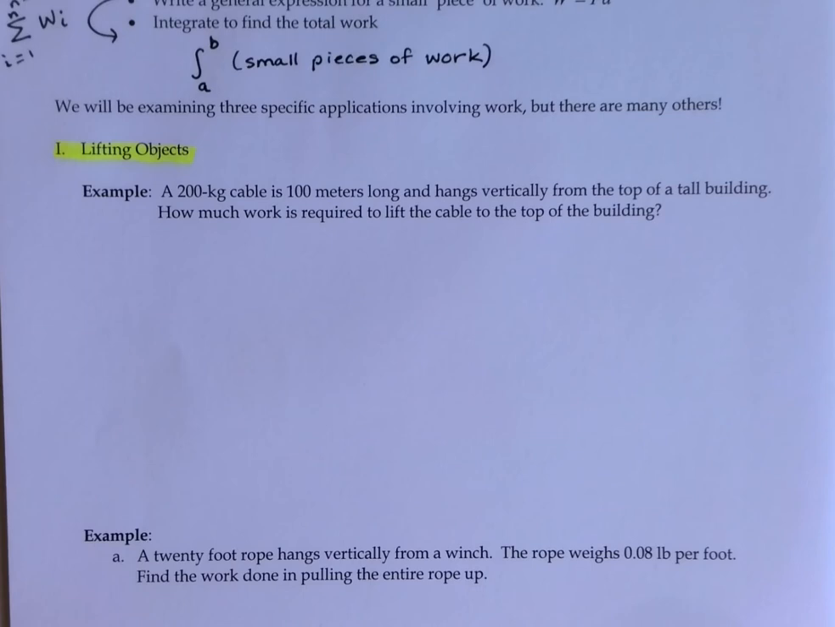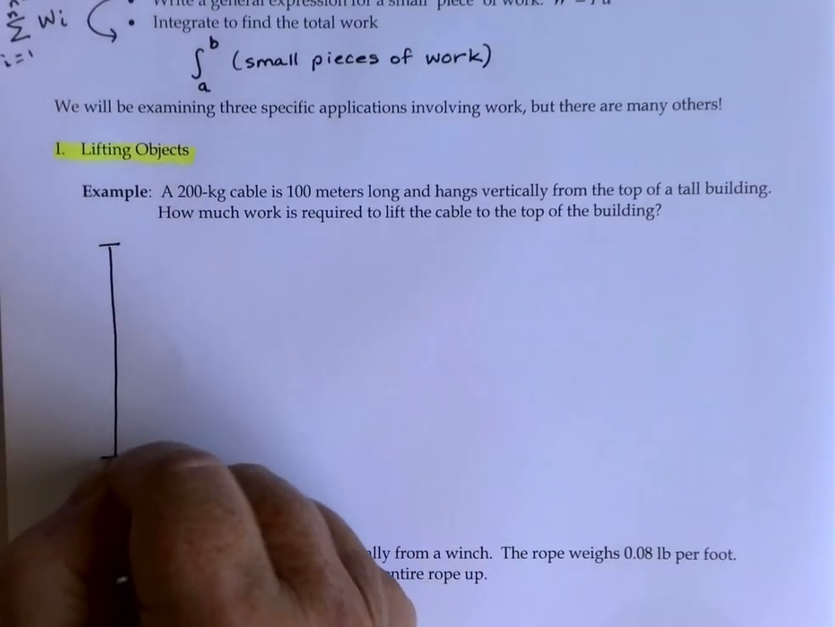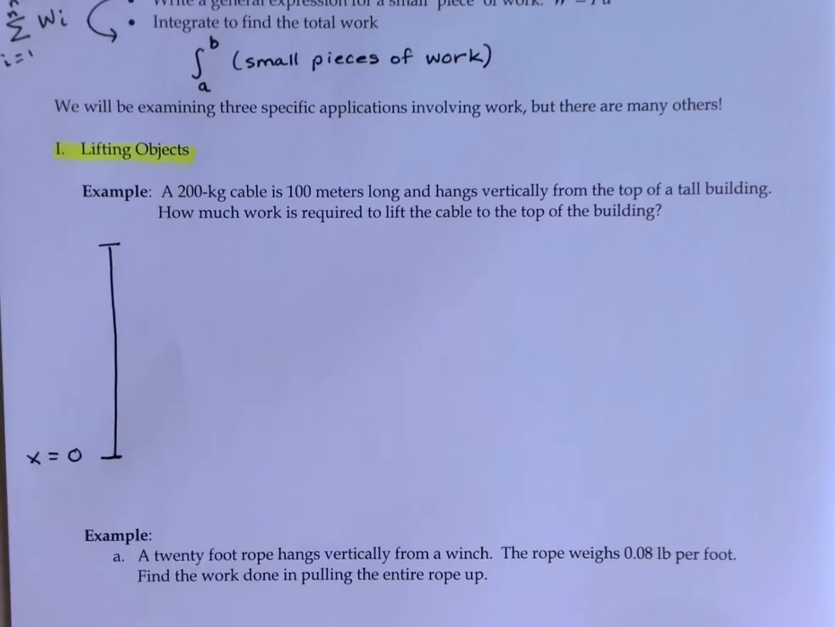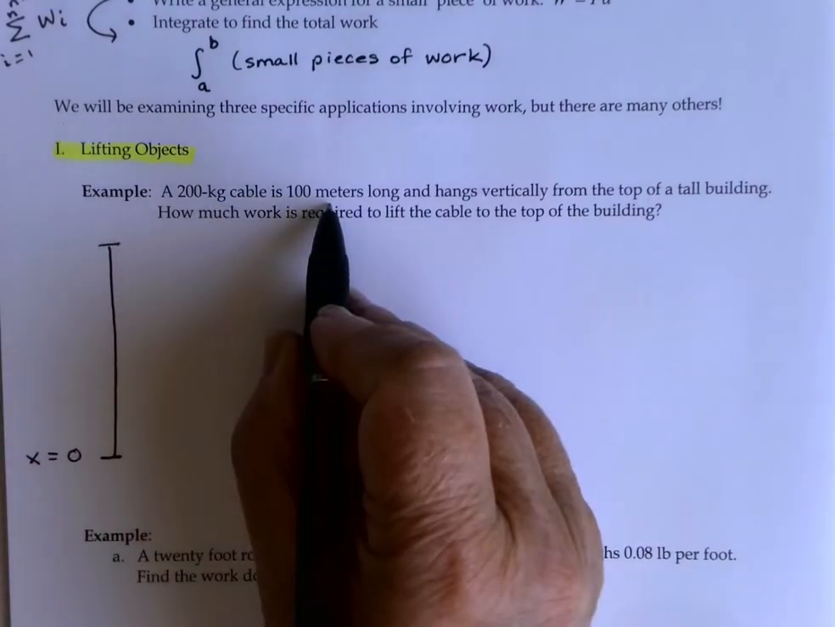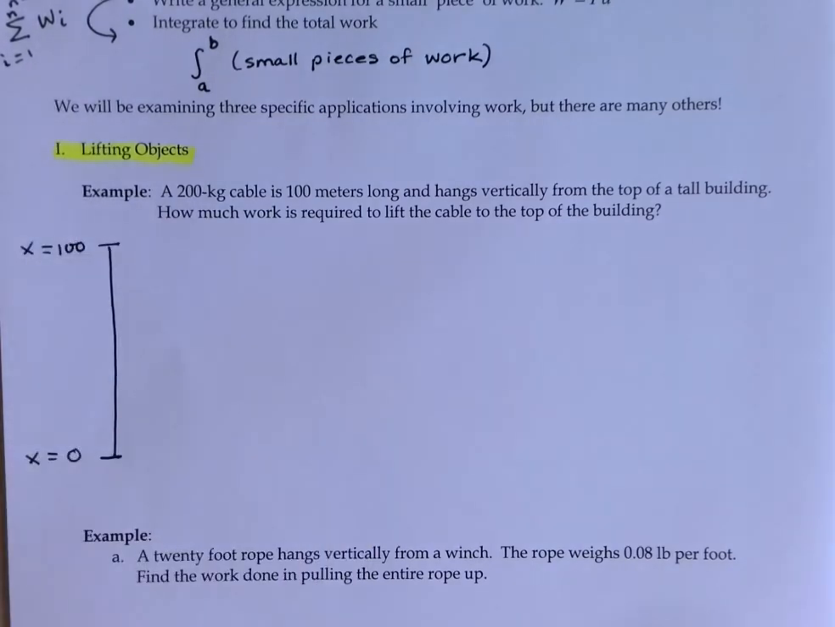So here's my first example. A 200-kilogram cable is 100 meters long and hangs vertically from the top of a tall building. How much work is required to lift the cable to the top of the building? Well, here's my cable, let's say, and I'm going to define my system so that x equals 0 is ground level. And the very top, since the cable is 100 meters long, let's let x be 100 at the top.